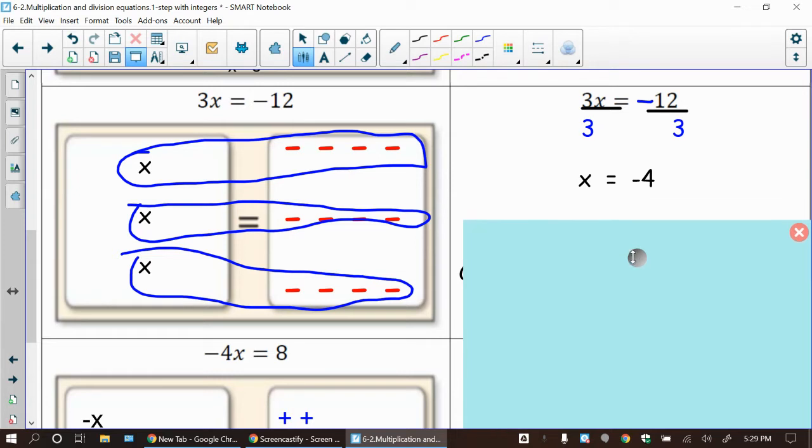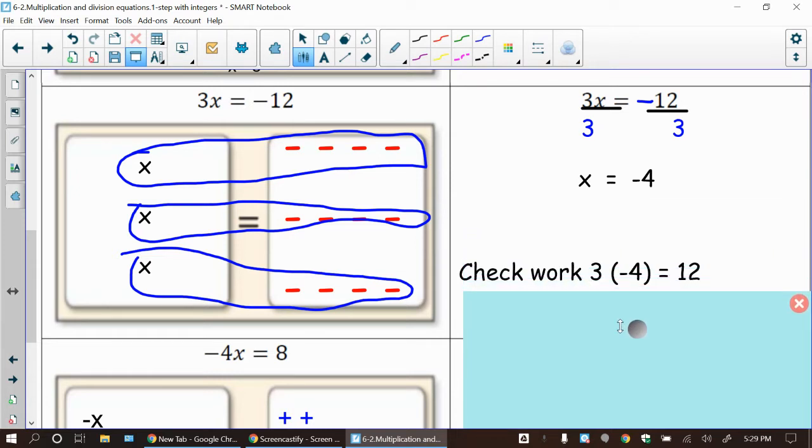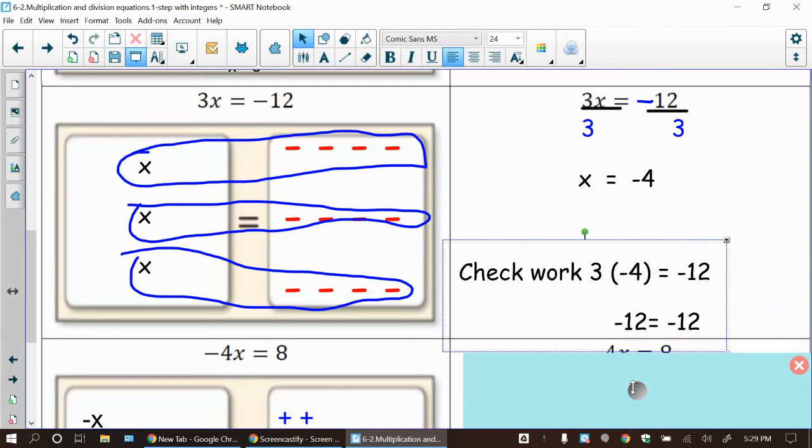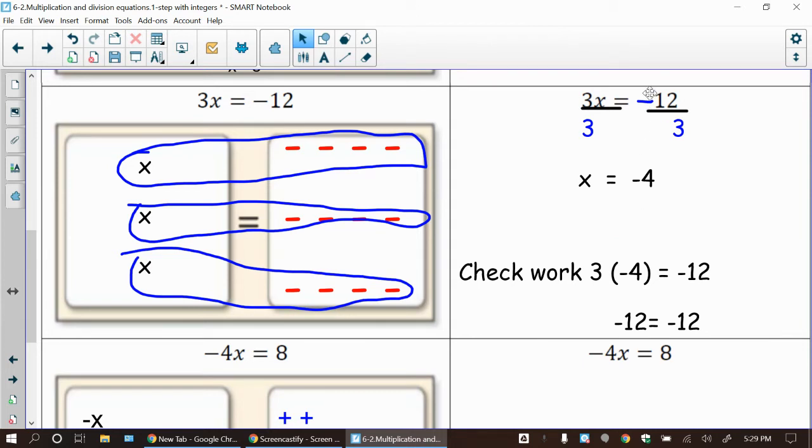Okay. Then we check our work as always. Plug in what I got for x into my equation. And I get that 3 times negative 4. Oops, I forgot my negative. And make sure when you check your work, you put everything in the exact same as how it was. Okay? That happens. Remember, that's your baby sister that you want to bring home from the grocery store.